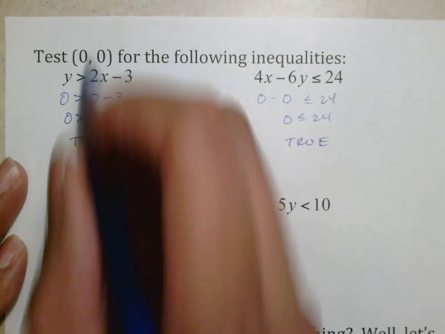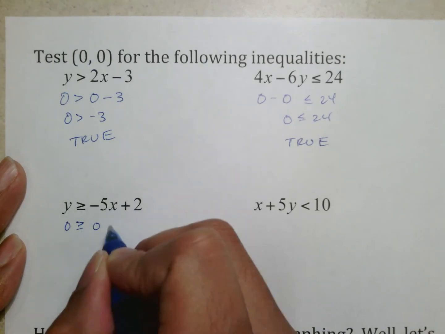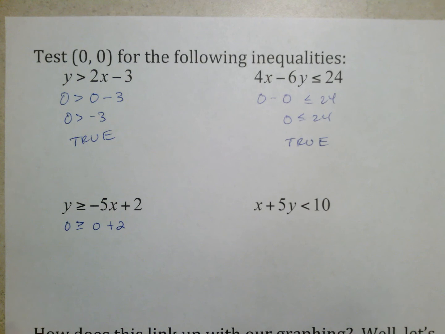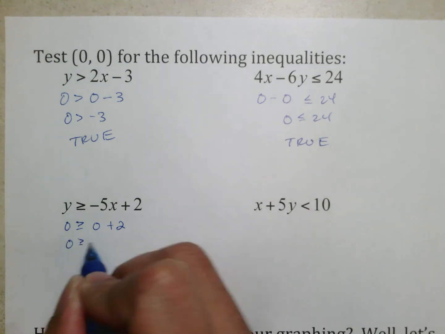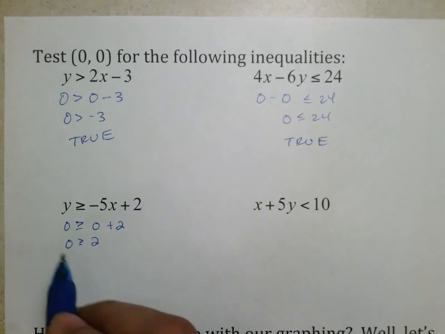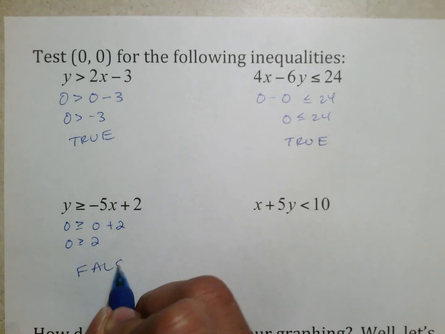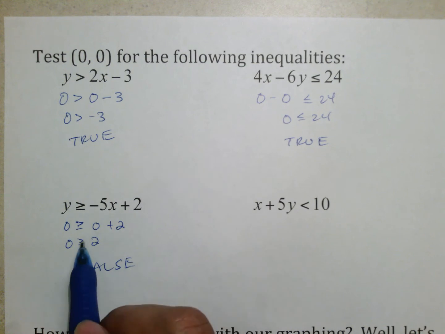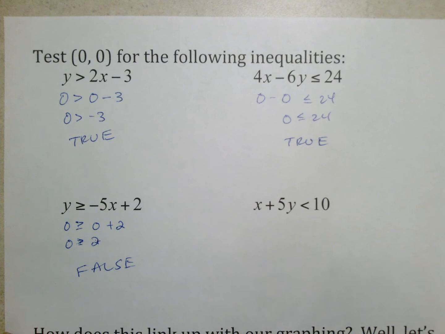Looking at the third one, again, plugging in 0, 0. This gets a 0 or turns into a 0. This turns into a 0 plus 2. Looking at this, we now have 0 greater than or equal to 2. Is 0 bigger than 2? No, it's not. We know better than that. Again, for those who don't understand, remember that the alligator's mouth is going to eat the bigger number, and no animal is going to eat a 0 over a 2 because they want the bigger amount of food, so they're going to obviously choose a 2. This is a false statement.